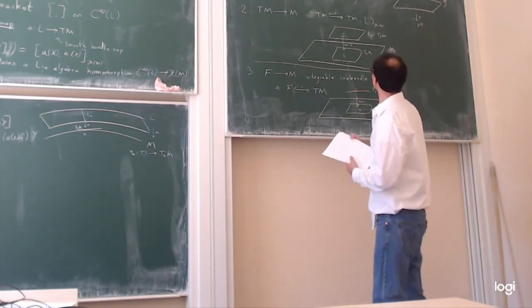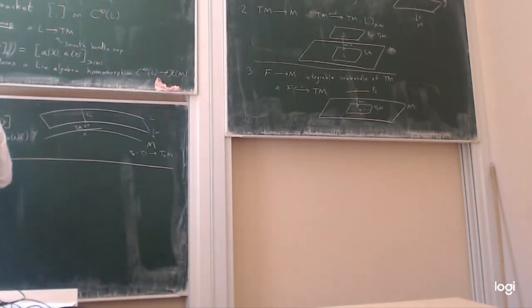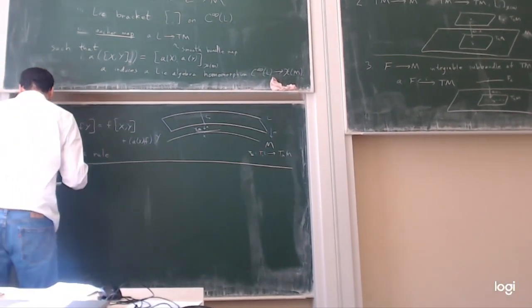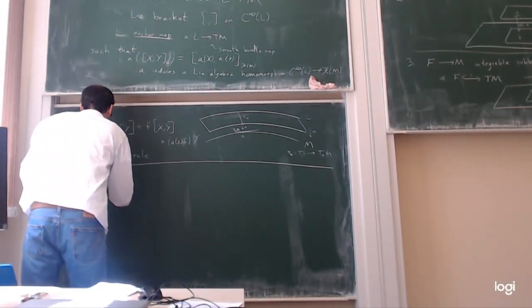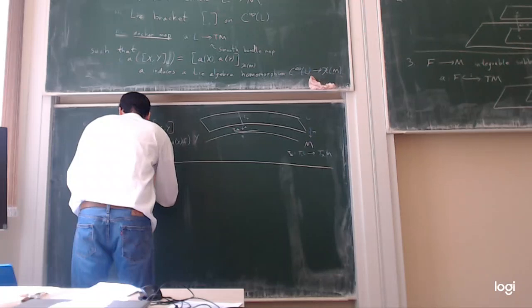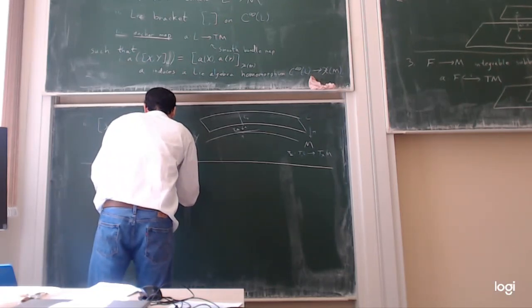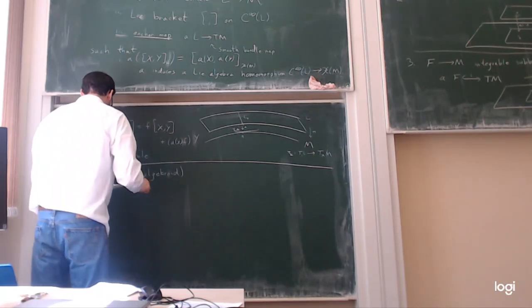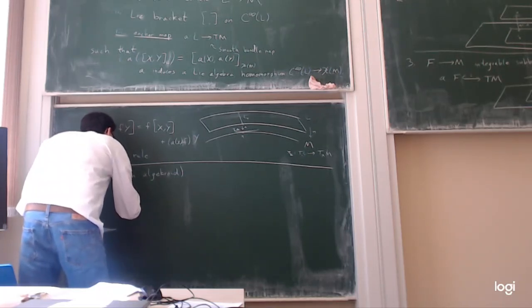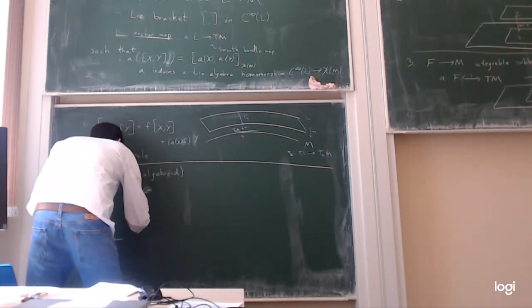And then one last example, a slightly more complicated example. This is the Atiyah algebroid, which takes a principal G bundle P acted on by a Lie group G over M.